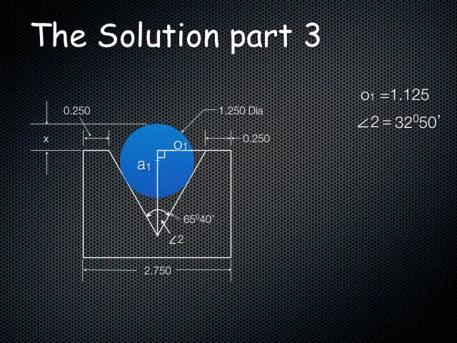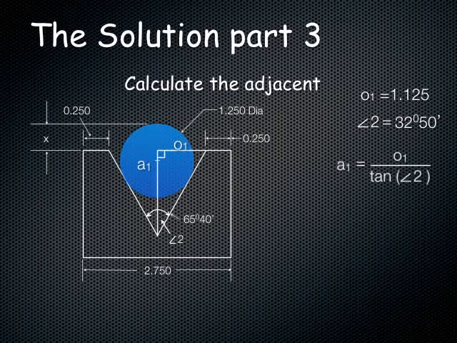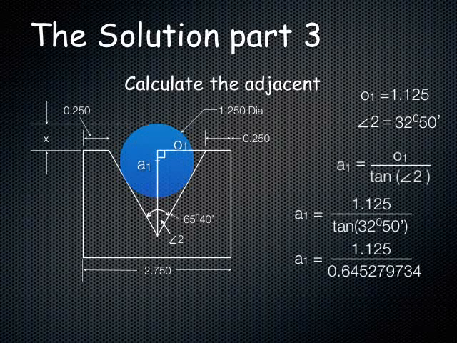Now let's calculate a1. Since we have o1, all we have to do is calculate the adjacent. Since we have the opposite and we need the adjacent, we're going to use the tangent function. Let's rearrange the tangent to solve for the adjacent by multiplying both sides by the adjacent and dividing by the tangent. That gives us this formula. Substitute in the values. We have this, do the division, and we find out that the adjacent is 1.743429928.